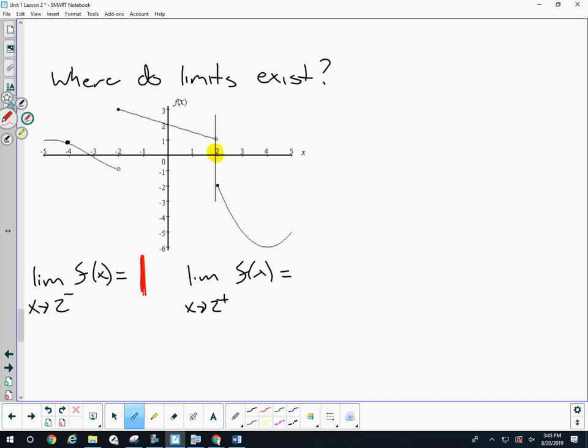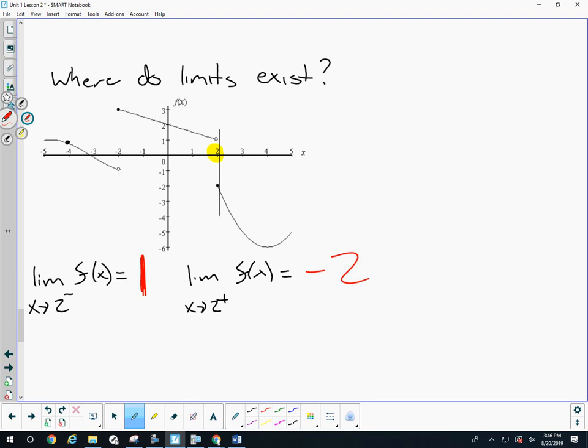If I'm to the right of 2, again, start at 2.5. My output for the input 2.5 is directly above or below. In this case, it's directly below 2.5. So f of 2.5 is something like -4. As I get closer and closer and closer to 2, but I'm just to the right of 2, I'm getting closer and closer with my output values to this location, -2. This is why this is -2.